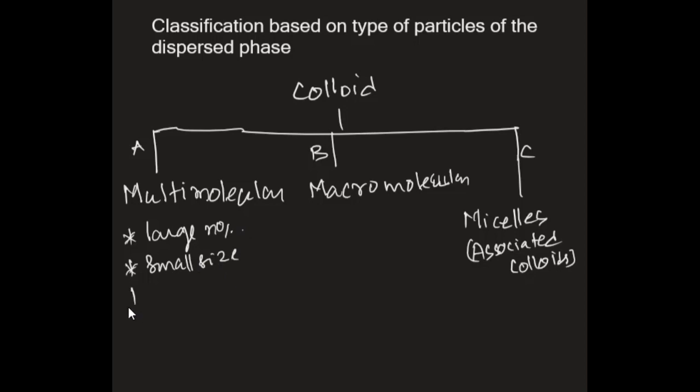Example, we can have gold sol, then we can have sulfur sol. So they come under this category, multimolecular. Okay, they are multimolecular. They have large number of atoms with a smaller size. They aggregate together to form a special type. Okay, right.